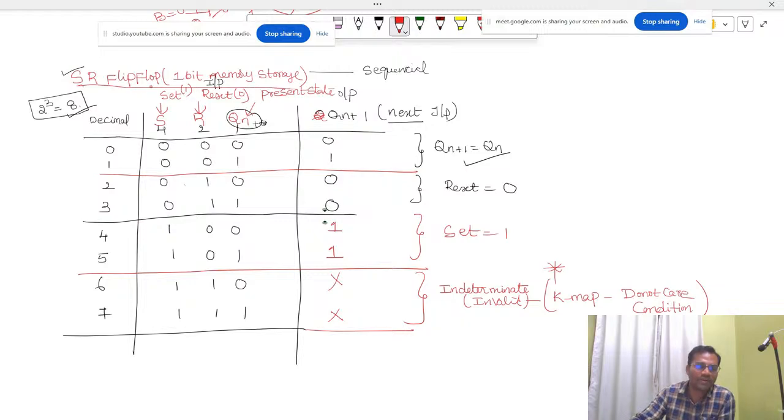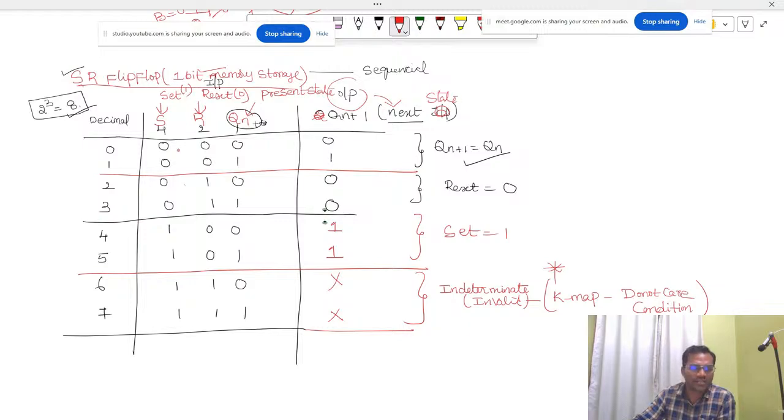What is a flip-flop? A 1-bit memory, memory storage. Very good. What are the inputs you are having? S, R, Qn, where S is called set, R is called reset, and Qn is called the present state. What is the output you are going to get? The output is called Qn plus 1. This Qn plus 1 is also called the next state.